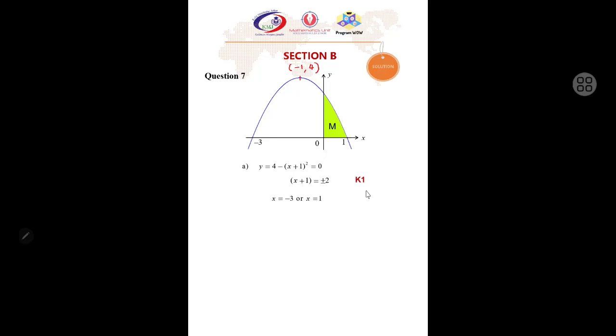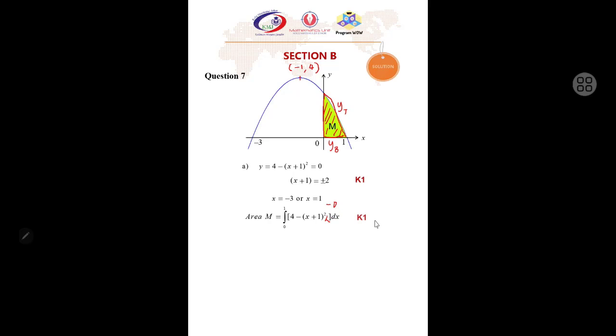So that is our first K1. The region M is between this curve, the y-axis and the x-axis. This is the area M that we need to find. So area M equals the integration from 0 to 1 of y top minus y bottom. Y top is this function, 4 minus (x plus 1) squared, minus y bottom, which is 0.